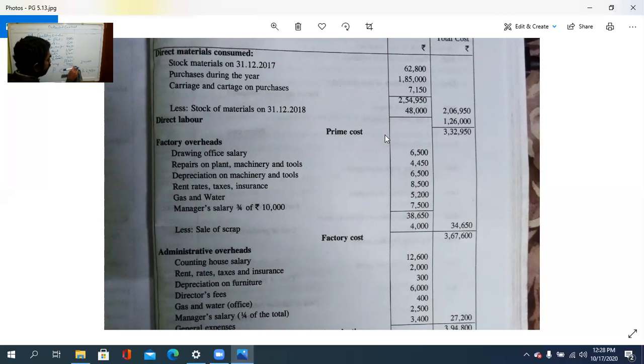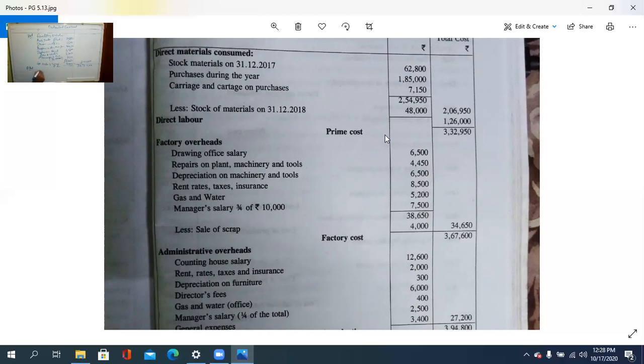We get the works cost or factory cost. So factory cost is equal to 332,950 plus 34,650, which is 367,600. Okay, that is the factory cost.